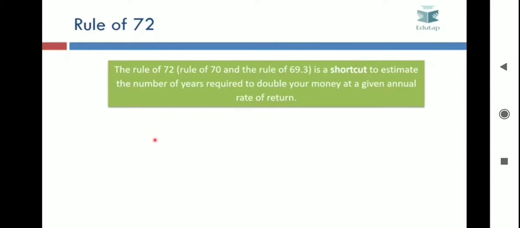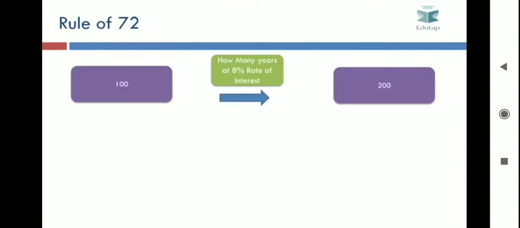So let's try to understand this with an example. Suppose you want to double your money from 100 to 200 and you want to know how many years it would take at 8% rate of interest.